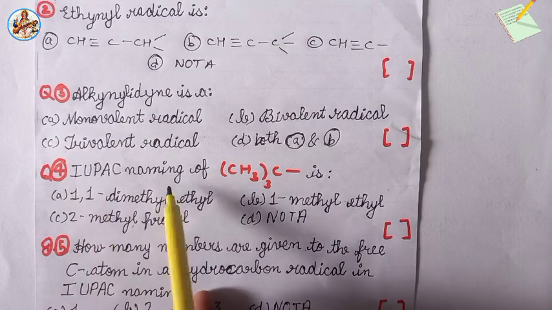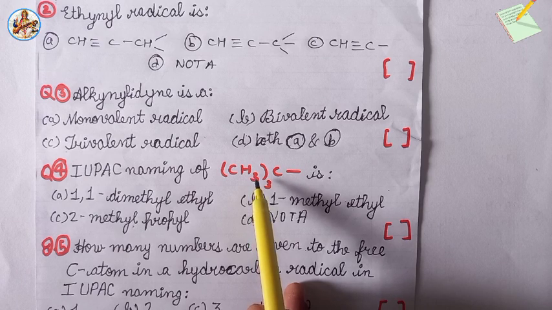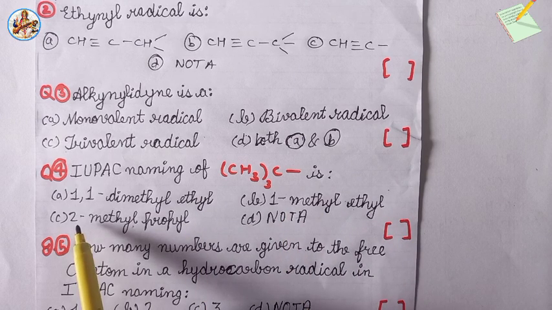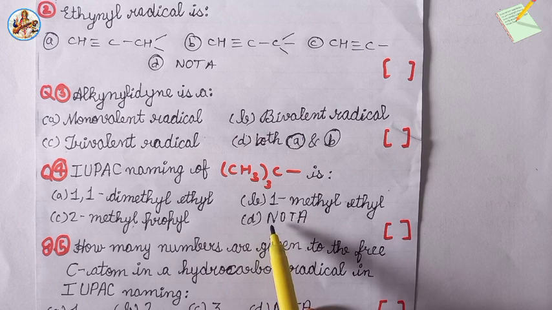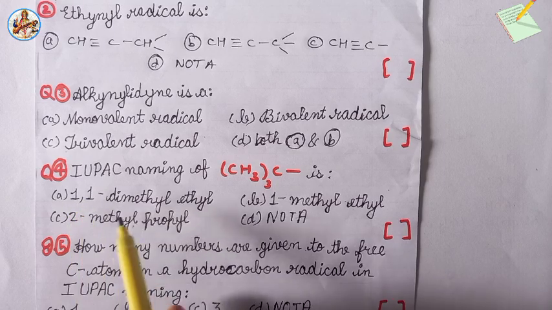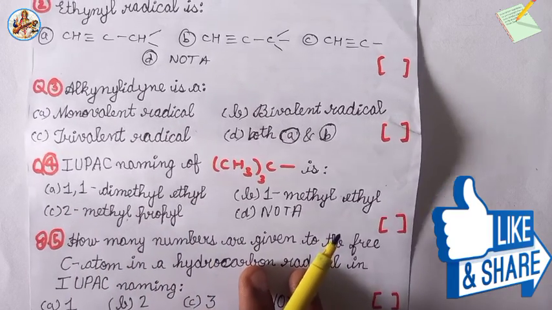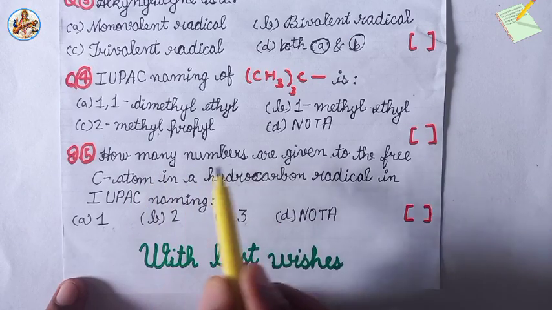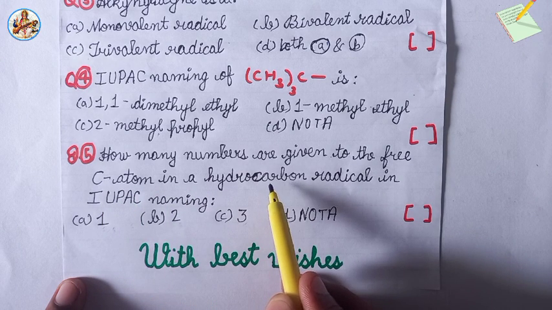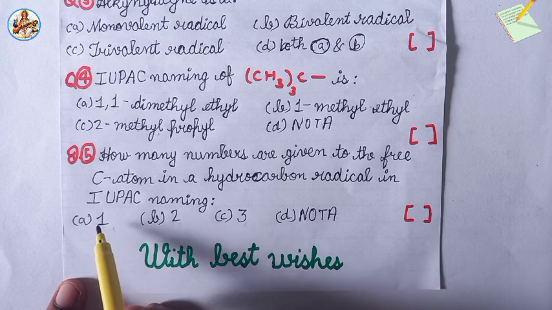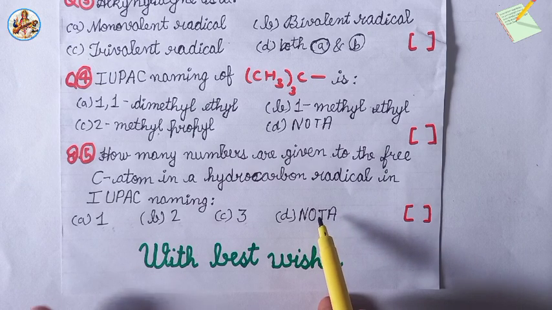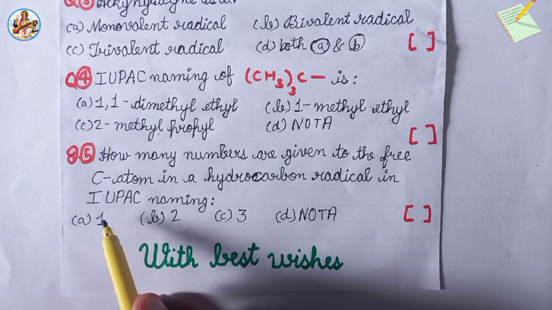Next, fourth question: the IUPAC naming of the hydrocarbon radical is option A, 1,1-dimethyl ethyl, option B, 1-methyl ethyl, option C, 2-methyl propyl, and option D, none of the above. So, the answer will be option A, 1,1-dimethyl ethyl. Now next question. How many numbers are given to the free carbon atom in a hydrocarbon radical in IUPAC naming? Option A 1, option B 2, option C 3 and option D none of the above. So the answer will be option A, 1.